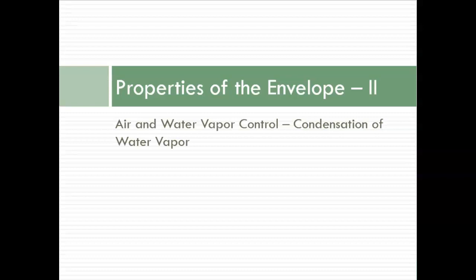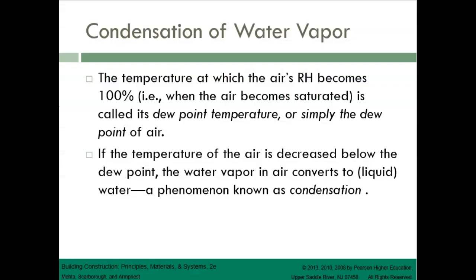In the next part of Chapter 6, let's take a look at the condensation of water vapor. The temperature at which the air's relative humidity becomes 100%, and that's when the air is completely saturated, is called its dew point temperature, or simply the dew point of air. If the temperature of the air is decreased below the dew point, the water vapor in air converts to a liquid, a phenomenon known as condensation.